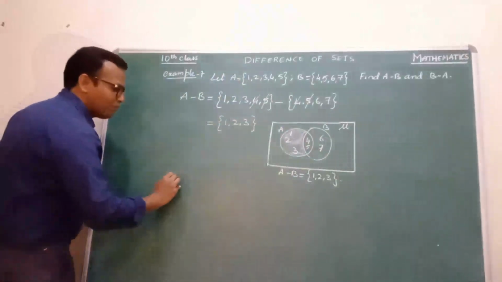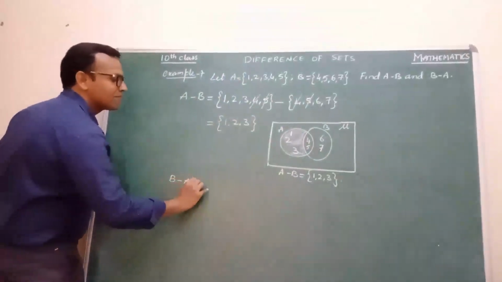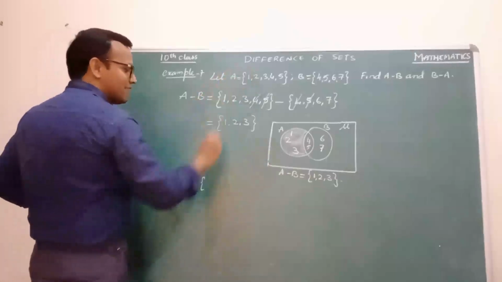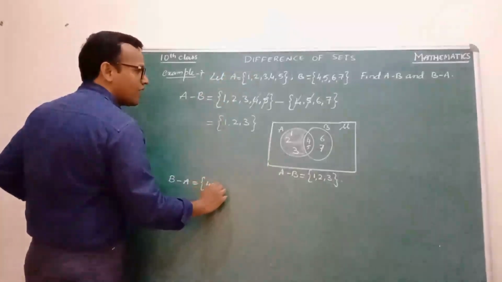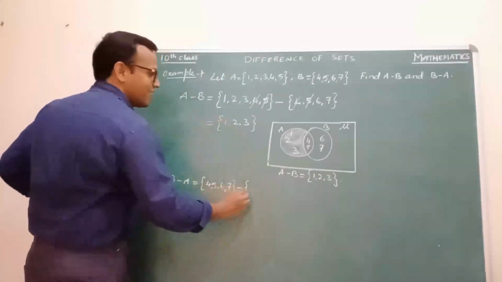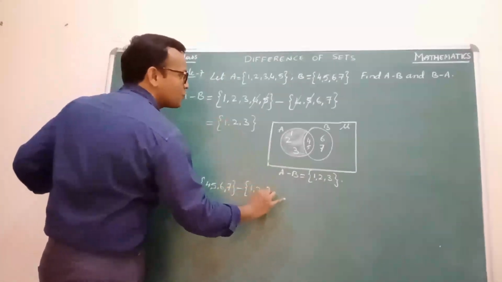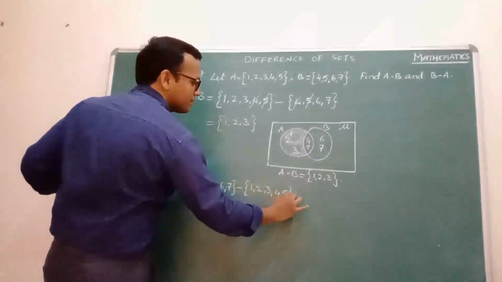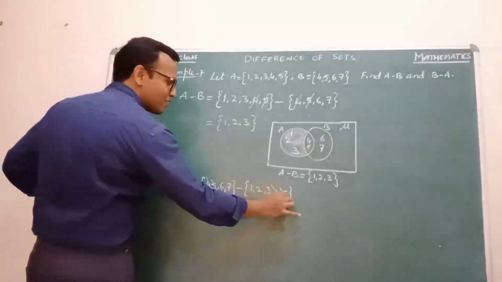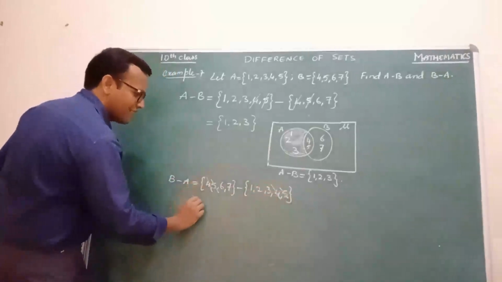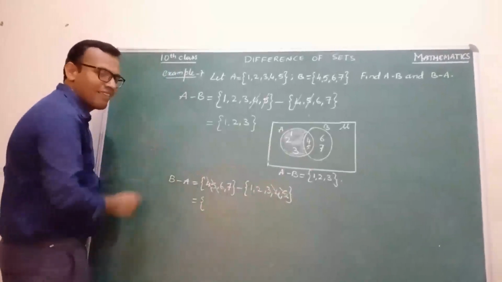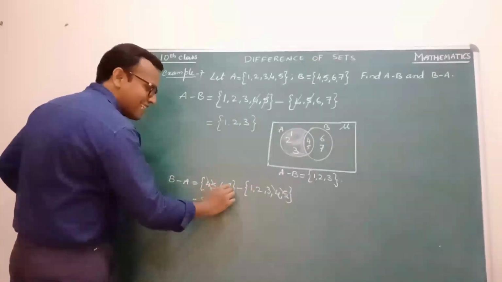Let me find B minus A. So we have to write set B in the beginning. Set B, 4, 5, 6 and 7, minus A, which is the set of 1, 2, 3, 4, 5. Now 4 is the common element, 5 is also the common element, that's it. Now what elements are left in the first set? They are the answer, the set of 6 and 7.